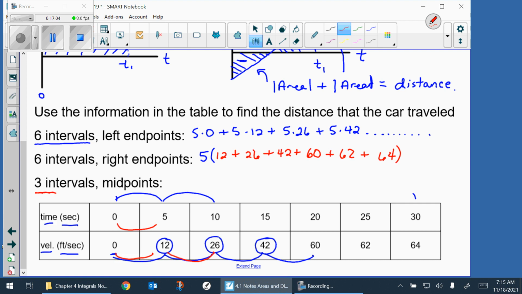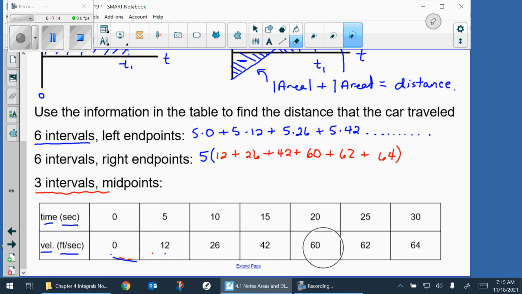Now, if I use midpoints, I've got to use values that are actually in the table. And if I'm going to use values that are in the table, I can't use an interval that is 5 units long. Because if I go 5 units wide, what is the midpoint down here? Well, I don't really know. I don't know that at the midpoint, at a time of 2.5, I've got a height of 6. I can't say that for sure. I've got to use information that's in the table.